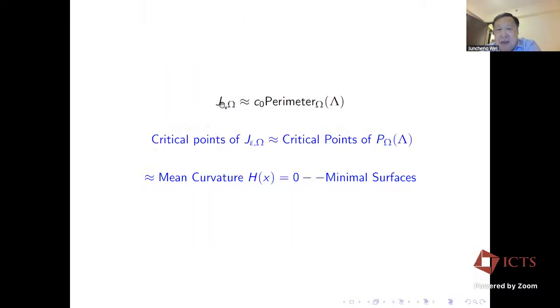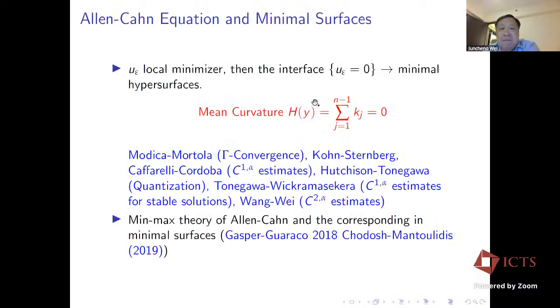What I'm going to show you is, from the PDE level, how we can establish a one-to-one correspondence between the critical points here and the critical points there. If u_epsilon is a local minimizer, then by gamma convergence, the interface approaches a minimal surface. This is the gamma convergence theory of Modica, Mortola, Kohn-Sternberg, and Caffarelli and Córdoba proved a C1 alpha estimate if the level set is a graph. Hutchinson and Tonegawa proved the quantization.